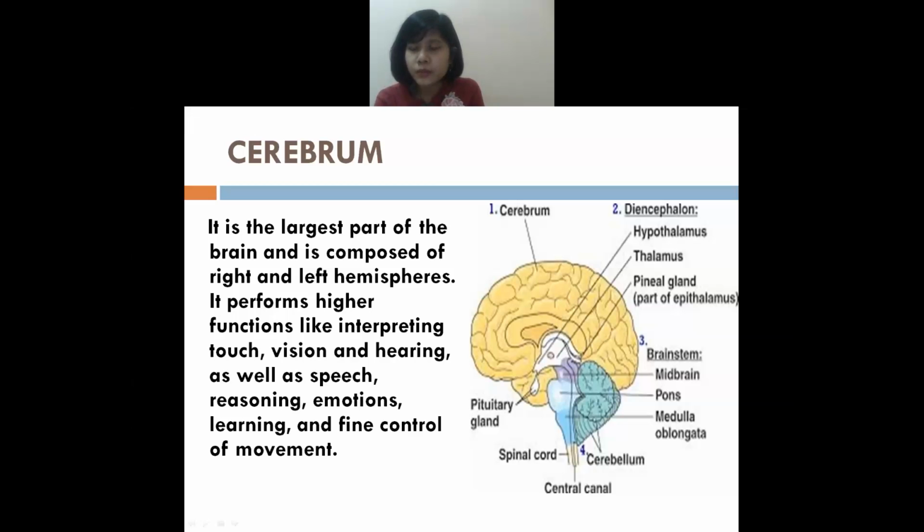With the help of the cerebrum, you are able to see, and with the help of the cerebrum, you are able to hear clearly, properly, and with the help of the cerebrum also, you are able to speak. With the help of the cerebrum, you are able to reason.